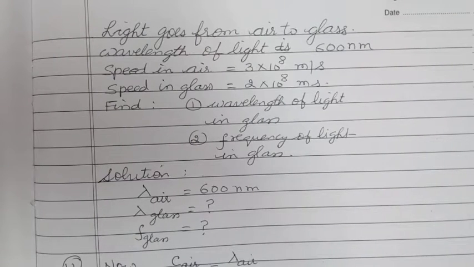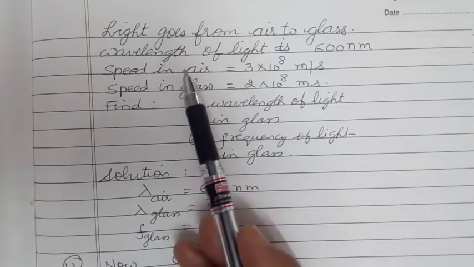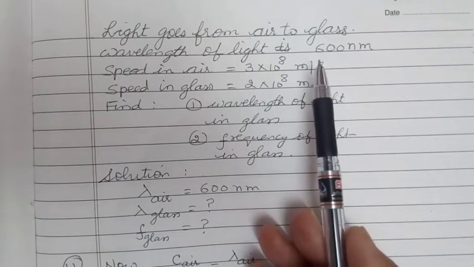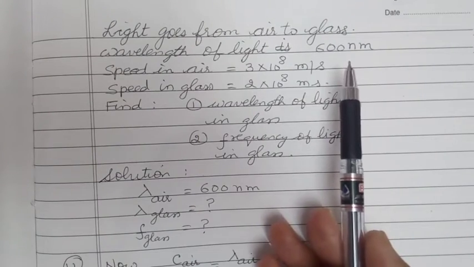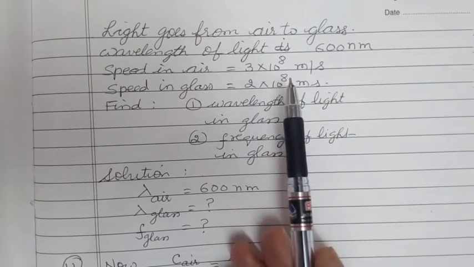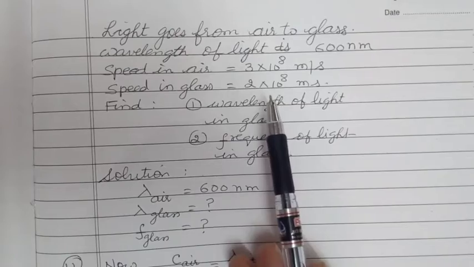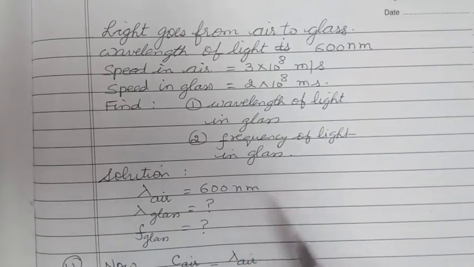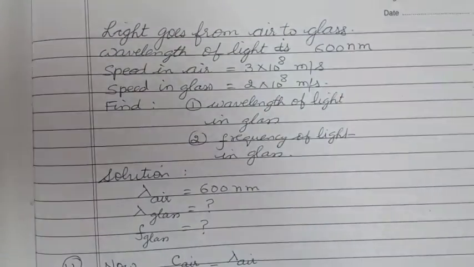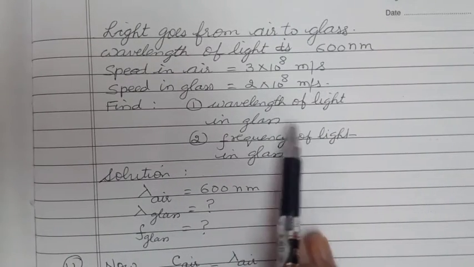Now we have another question in which we talk about light going from air to glass. The wavelength of light is given to us, and that is equal to 600 nanometers. Speed in air is given to us as 3 into 10 raised to the power of 8 meter per second. Speed in glass is 2 into 10 raised to the power of 8 meter per second. So we have to find the wavelength of light in glass.